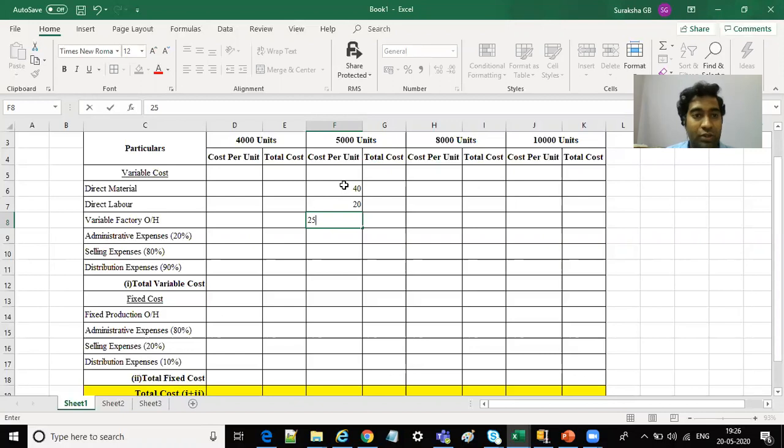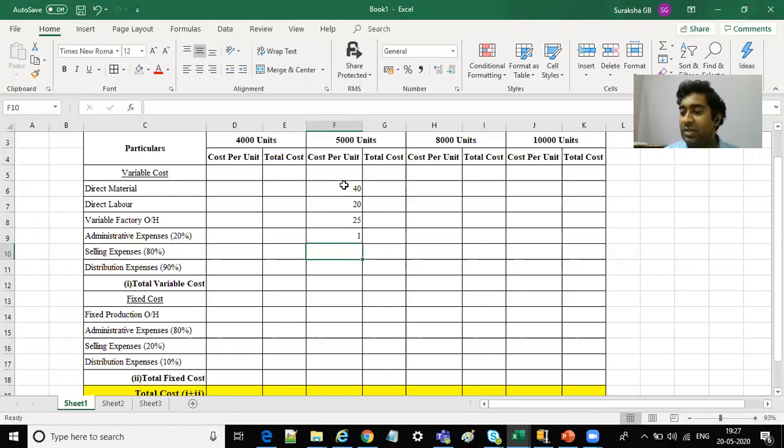Yes, fixed production overhead will be taken under fixed cost. And next is administration expenses, which is given as 5 rupees. Out of 5 rupees, 20% is fixed. So 5 into 0.2 will be 1 rupee.